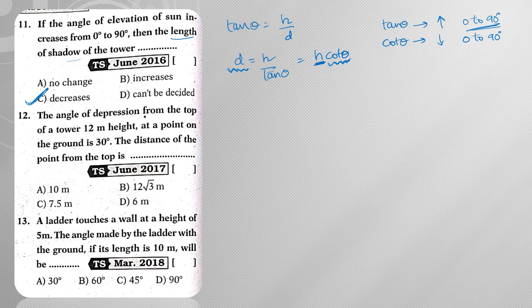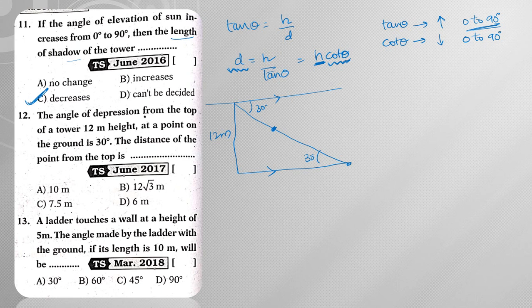Clear? Next, the angle of depression from the top of a tower of 12 meters height at a point on the ground is 30 degrees. The distance of the point from the top. Now what is he asking? So if this is 30 degrees, then this is also 30 degrees, because this is a horizontal line and this is an imaginary horizontal line. Then this particular line acts as a transversal, and alternate interior angles are equal.